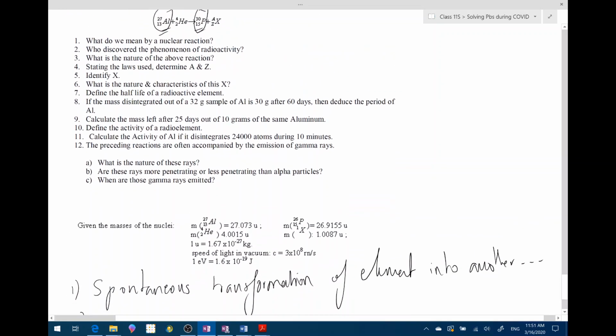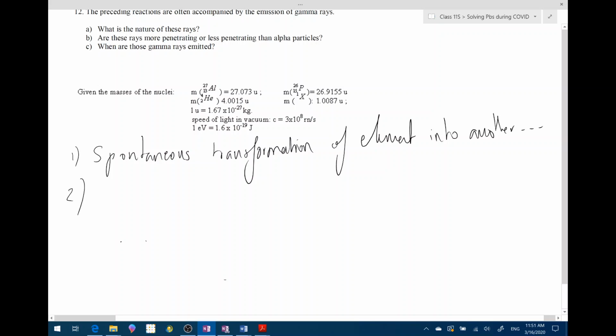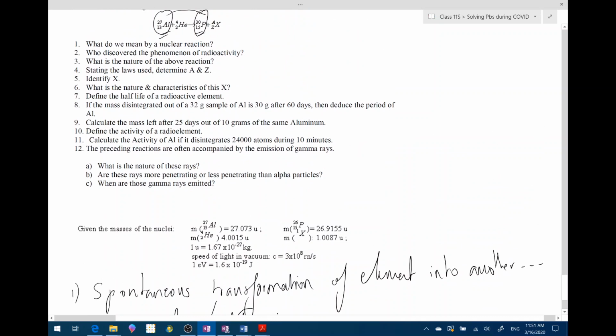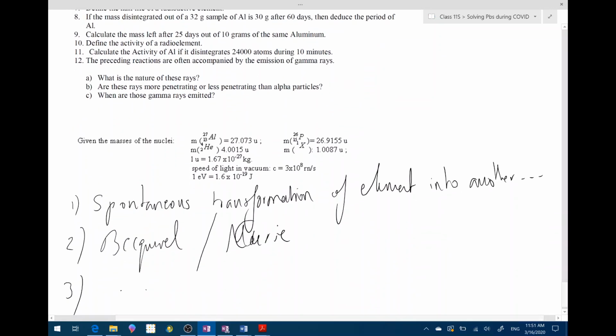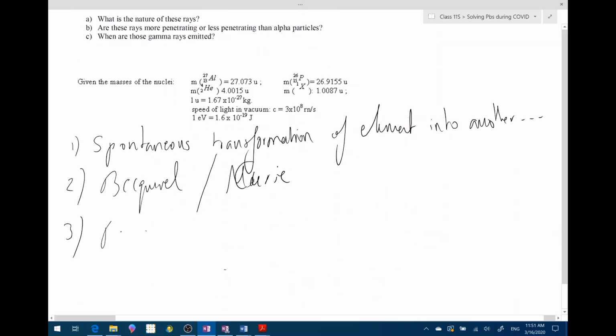The second, who discovered the phenomenon of radioactivity? The answer is either Henri Becquerel or Marie Curie. It's up to you. Choose either one. The third question, what is the nature of the above reaction? Now it's either natural or provoked or artificial. Provoked or artificial or stimulated. Either one of those would do.